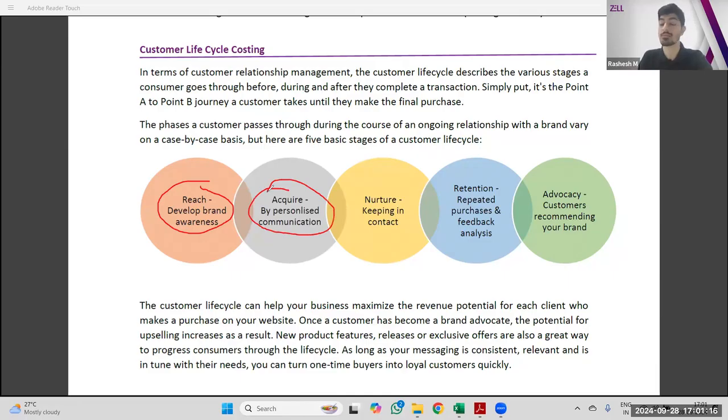Now, after a customer is acquired, the communication becomes personalized, where maybe an agent will call you and tell you that, okay, these are the features of our building, this is all that we are doing, this is the location, these are the amenities, whatever. That communication tends to be more personalized.